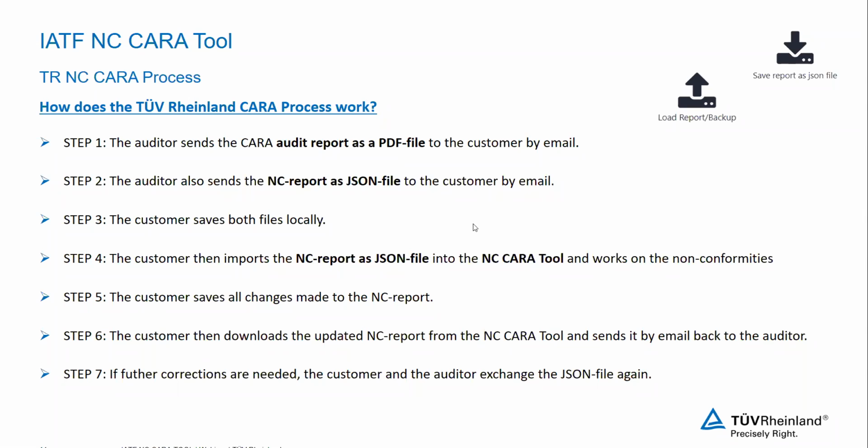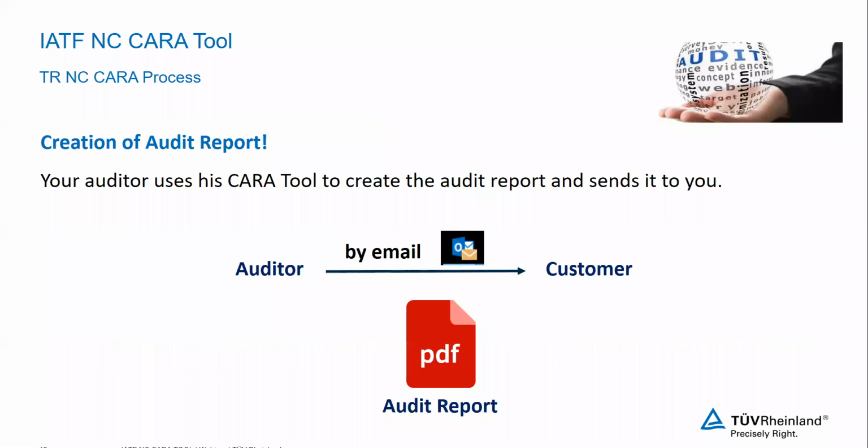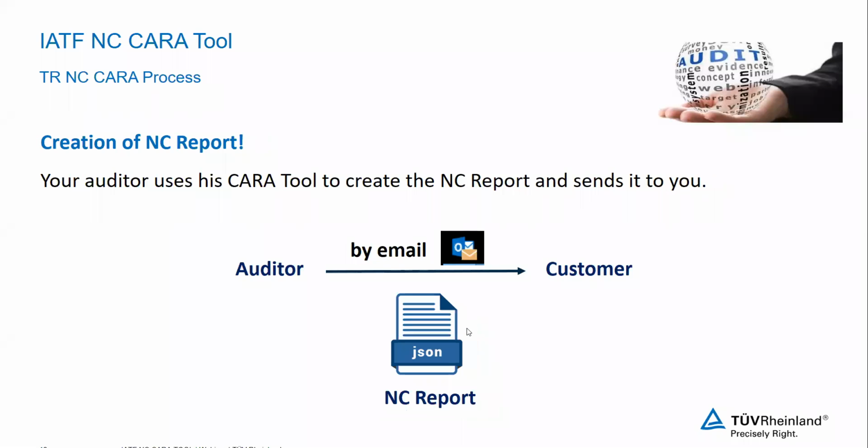So let's look at this in a little bit more detail. So first of all, you will receive an audit report. Your auditor will use his CARA tool to create the audit report and then sends it to you. So he will send it by email, and you have the audit report as a PDF file. Then the next step is, of course, the creation of the NC report. So again, your auditor uses his NC CARA tool to create the NC report and again sends it to you by email. And this is the JSON file.